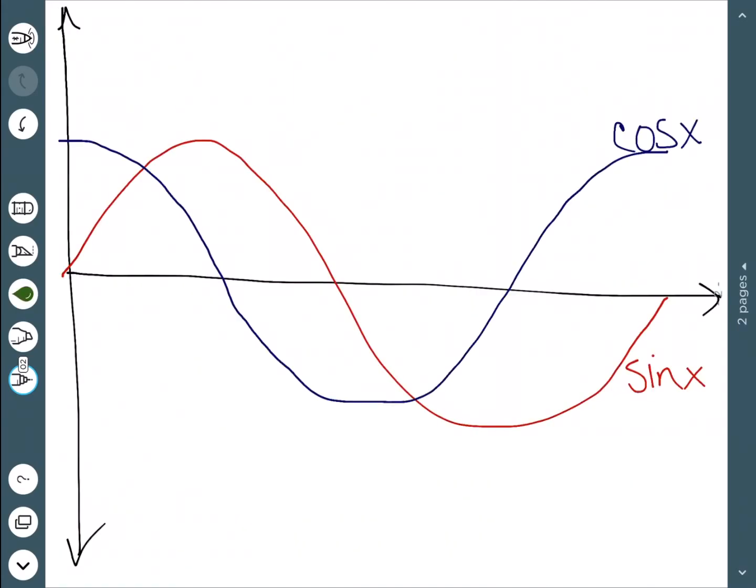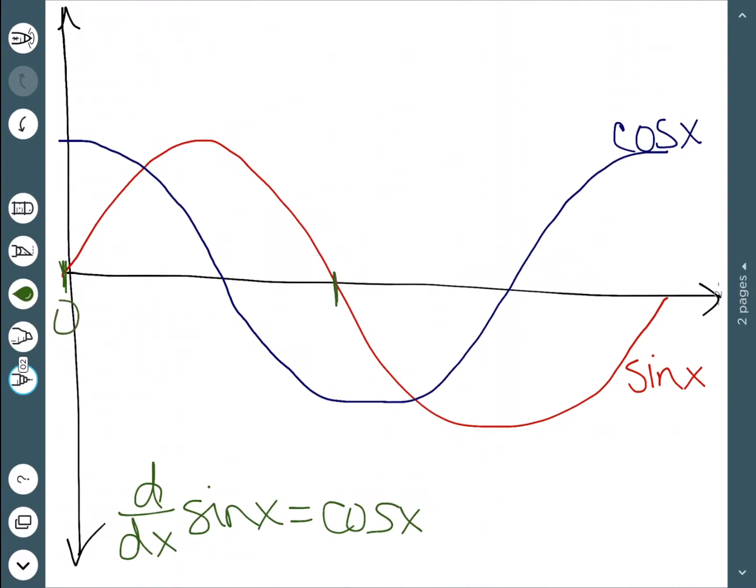Here I have the graphs of sine and cosine, and we know that the derivative of sine is cosine. So we've discussed that d/dx of sine x is equal to cosine x. So let's look at what this means. This is 0, here's pi, and this point here is pi over 2. You can see that from 0 to pi, our derivative function cosine is positive because it's above the x-axis, and our sine function is actually increasing as we move left to right.